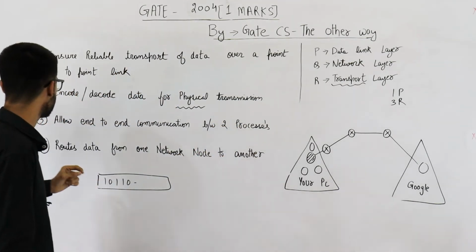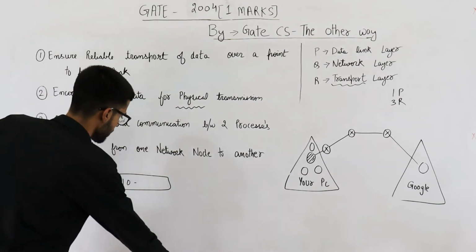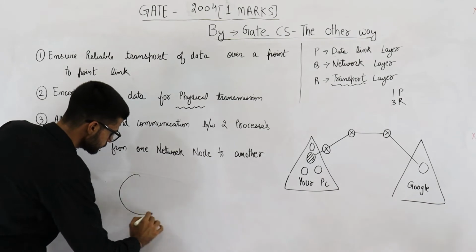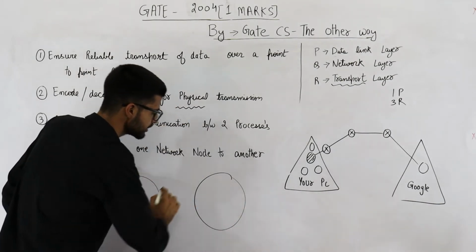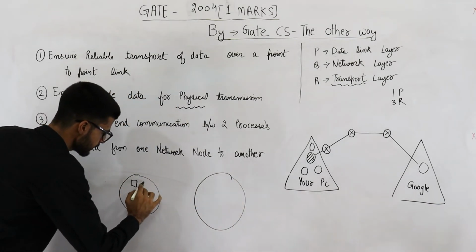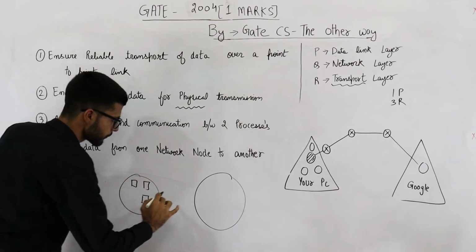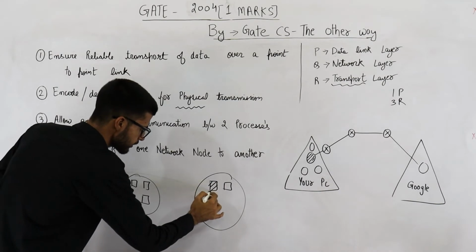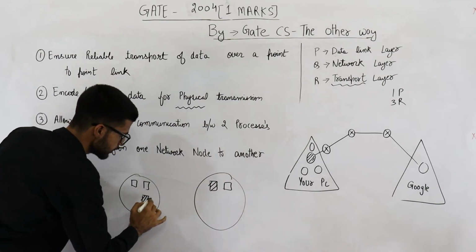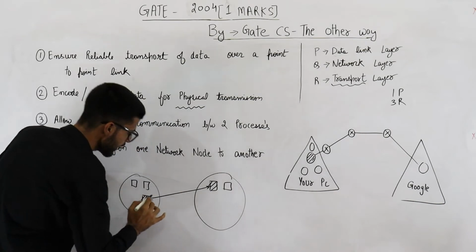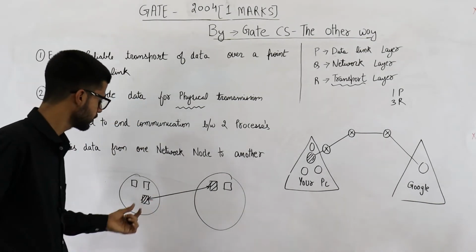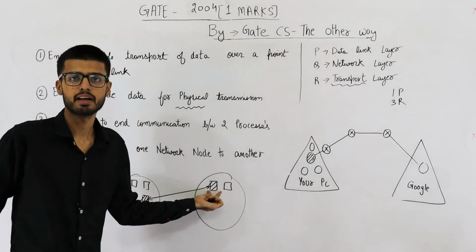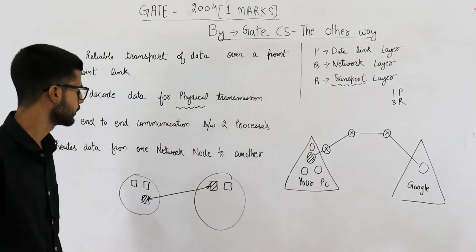3 matches with R. So let me just draw a small diagram. Suppose these are two machines. These are various processes running in these machines. If you want to connect this process to this process, this is called end-to-end delivery. End-to-end means from this starting point, you need to reach till this ending point. That's why we are using end-to-end.